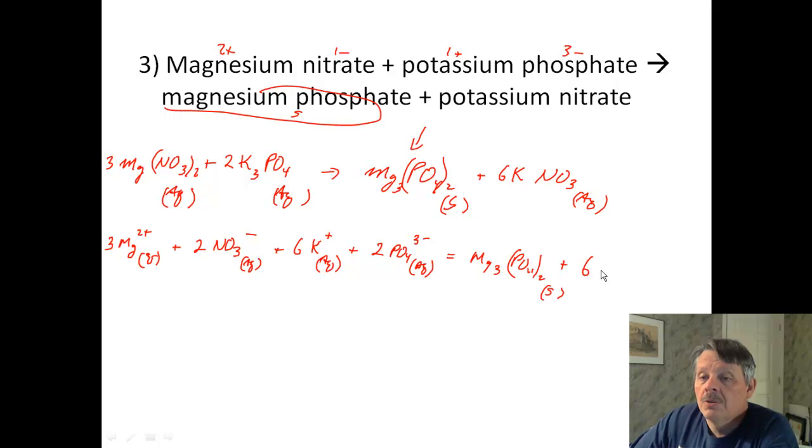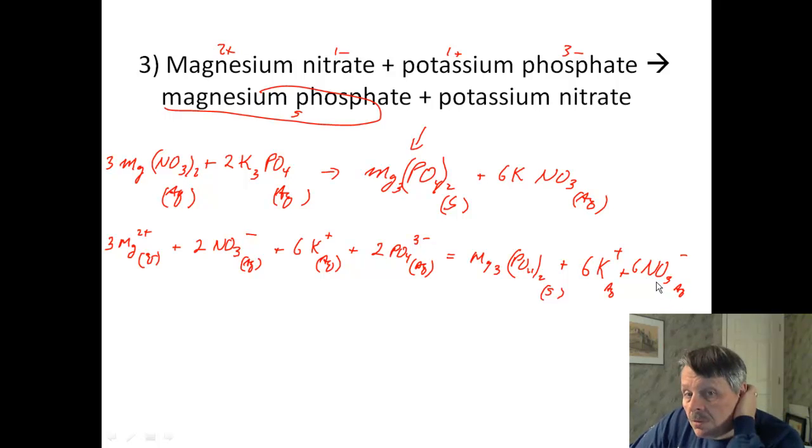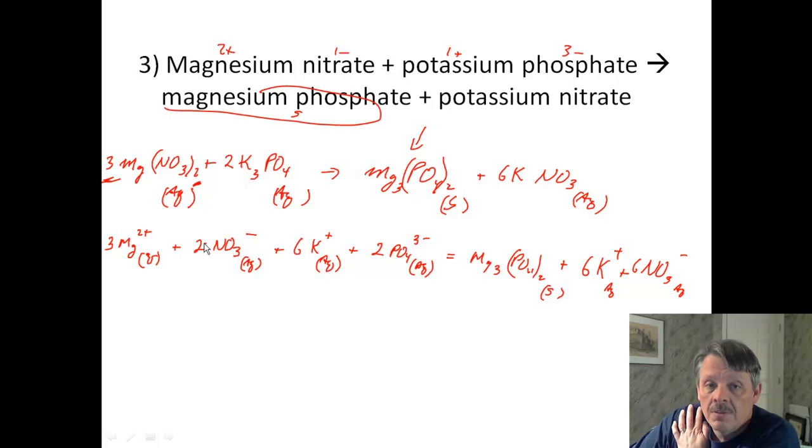Plus, okay, now we go back to our aqueous stuff, which are potassiums, and there's 6 of them, and they're positively charged, and they're aqueous. And I have nitrates, which I have 6 of those, and they're negatively charged, and they're also aqueous. Alright, well, I do have a problem because I didn't do my math right. Because I've got 6 nitrates on the right and only 2 on the left. No, I don't. I've got a 3 out here, I've got 2 nitrates, I've got 6 nitrates over here.